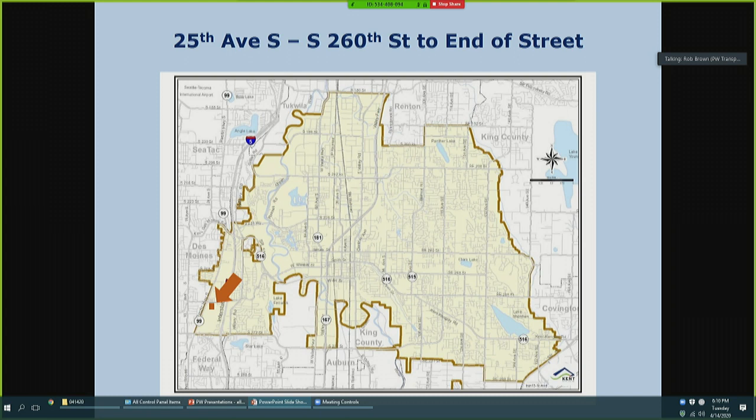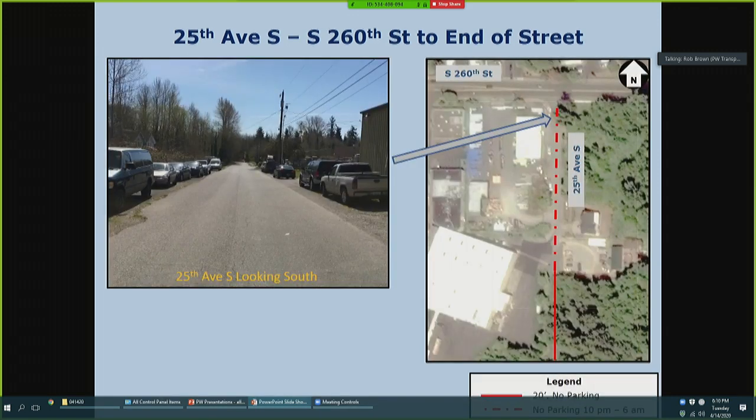And our last location, 25th Avenue South, between 260th and the end of the street. This is over in the southwest corner of the city, just off of 260th. And this came to us as a request from the police department. Next slide, please.